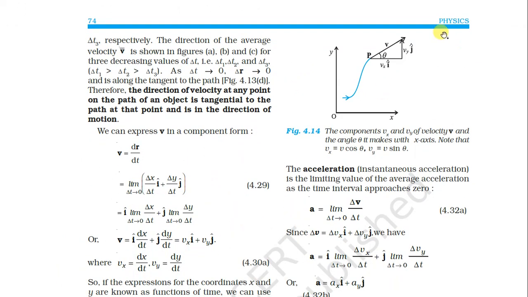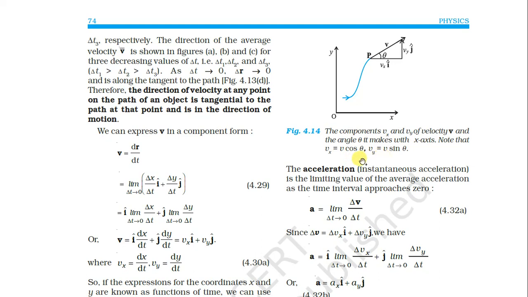See here there are vy j cap and vx i cap. This is the velocity vector, represented as vx i cap plus vy j cap. The components of velocity v are vx and vy, and the angle theta it makes with the x axis is such that vx is equal to v cos theta and vy is equal to v sin theta.